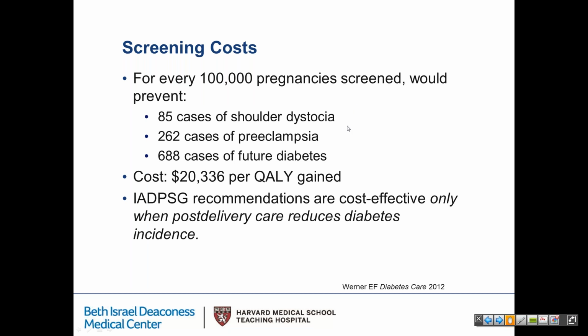For every 100,000 pregnancies screened, by either way, you prevent 85 cases of shoulder dystocia, 262 cases of preeclampsia, and nearly 700 cases of future diabetes for about $20,000 per QALY, so per quality adjusted life year that you gain. However, these recommendations really are cost effective only if that assumption that post-delivery care reduces diabetes incidence holds. So only if we do something about mom's risks for future type 2 diabetes does any of this really matter from a cost perspective.